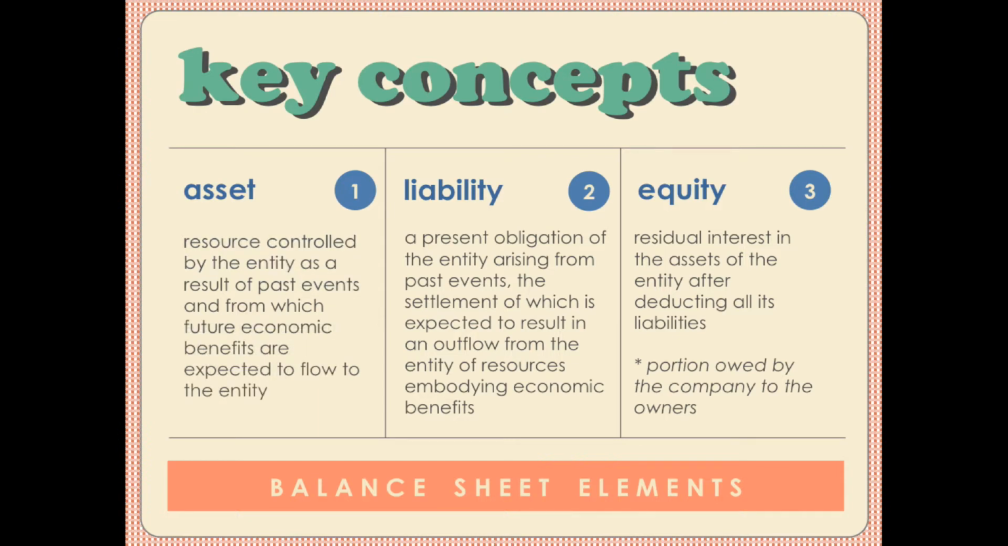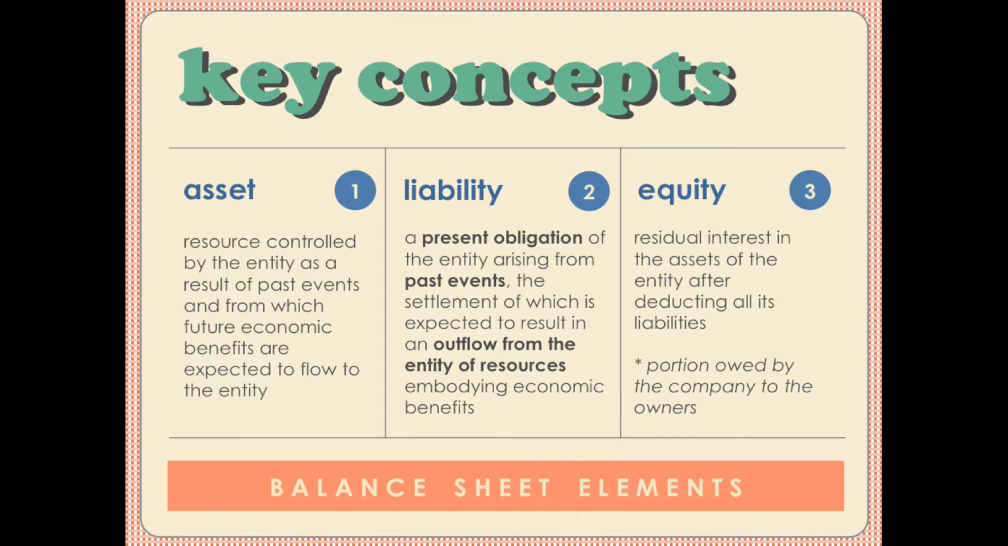Next, we have liability, which is formally defined as a present obligation of the entity arising from past events, the settlement of which is expected to result in an outflow from the entity of resources embodying economic benefits. First, it is a present obligation, meaning a duty or responsibility that should be performed by the company. For example, paying cash, providing services, or delivering goods.